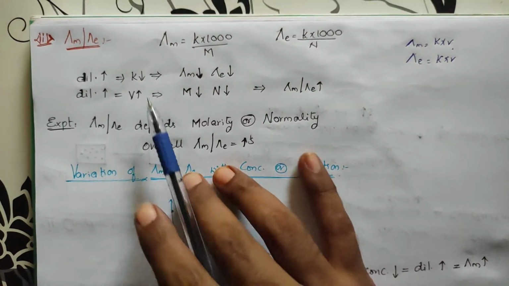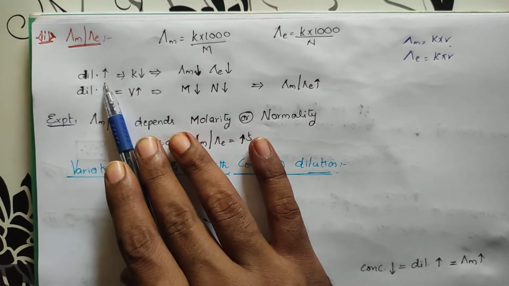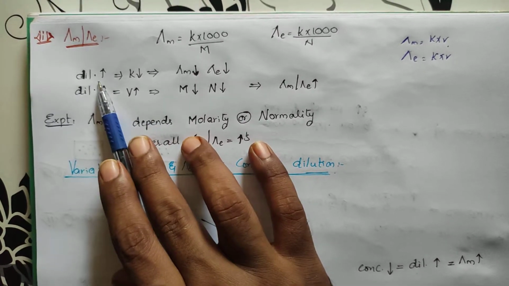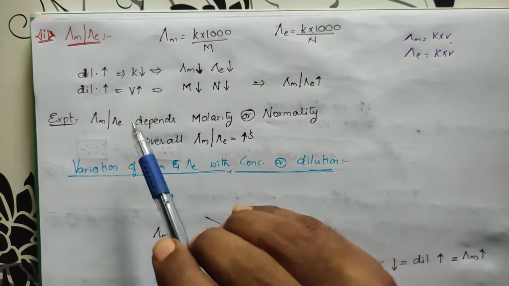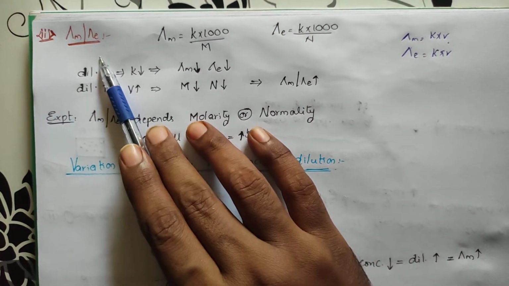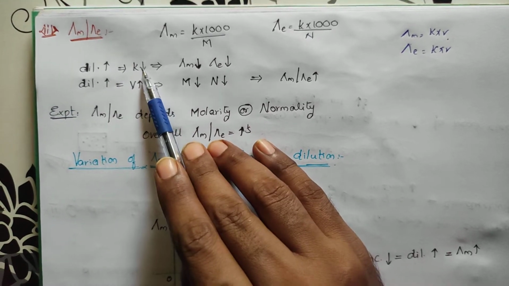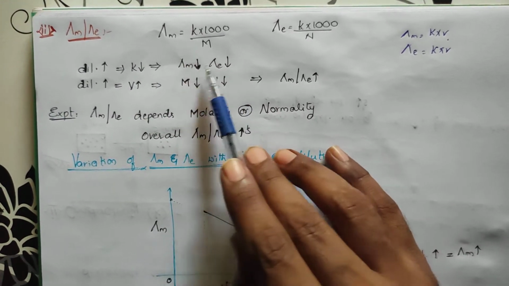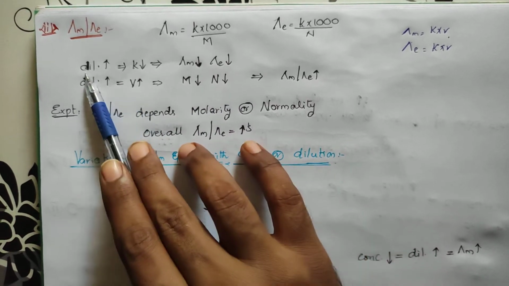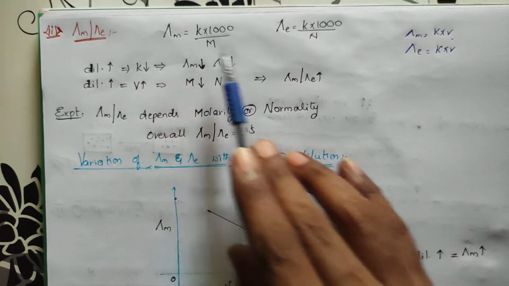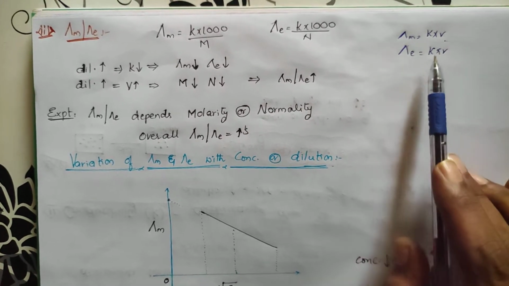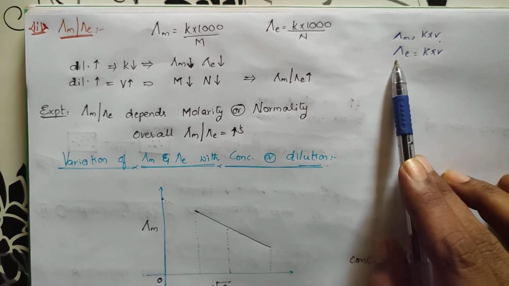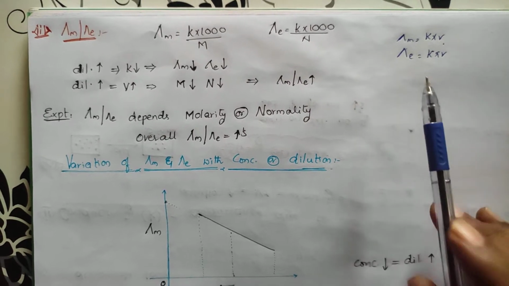Now see here, on increasing dilution, K will decrease. On increasing the dilution, volume will increase. So what is the net resultant on this? Dilution increased means volume increased, so K decreases. So lambda M or lambda E should decrease. With the dilution increasing, K decreases. See, these two are directly proportional. If this increases, this one will increase; if this decreases, this one will decrease. If K increases, lambda E will increase. If K decreases, lambda E also will decrease.